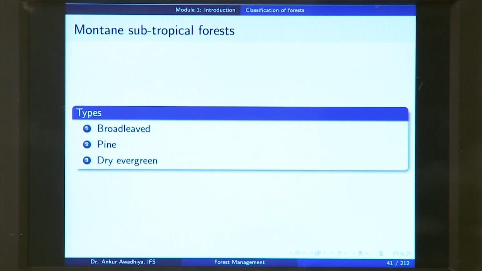Next, we have a look at montane subtropical forests. Now, these forests are found in mountainous regions and in the subtropical regions. We have three different kinds of montane subtropical forests. You have broad-leaved forests, you have pine forests, and you have the dry evergreen forests.